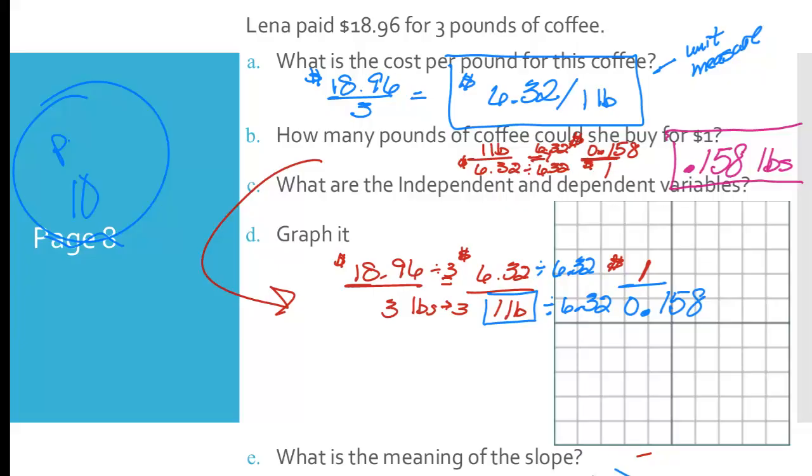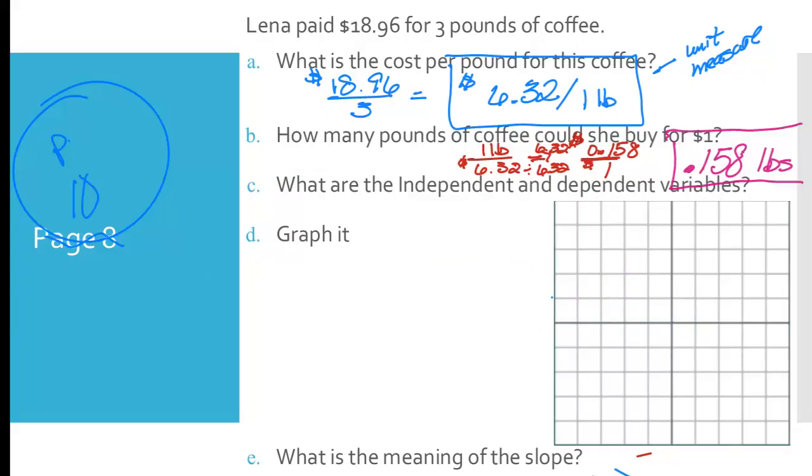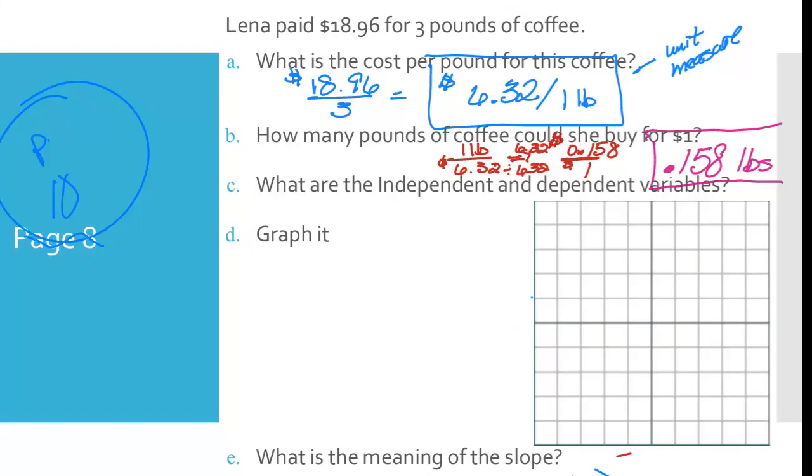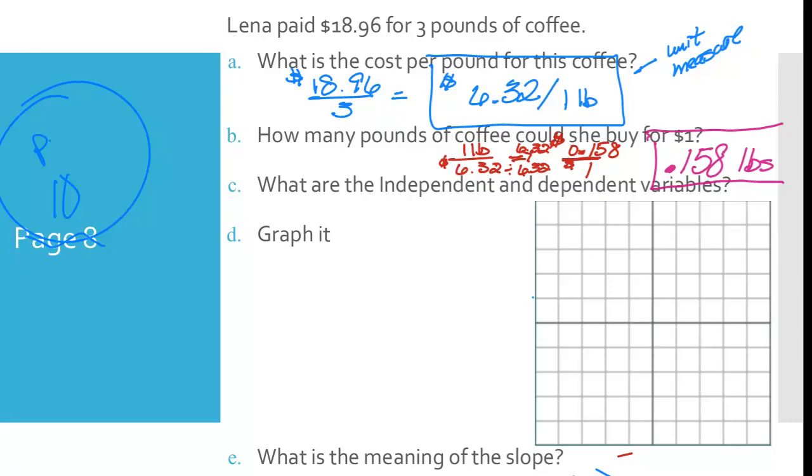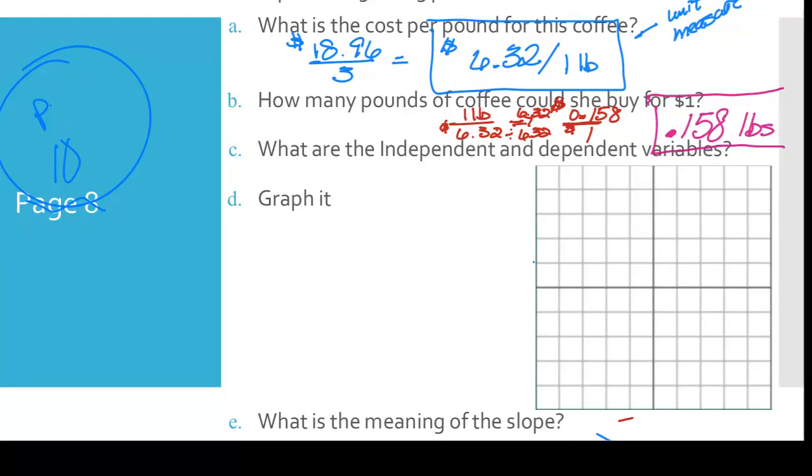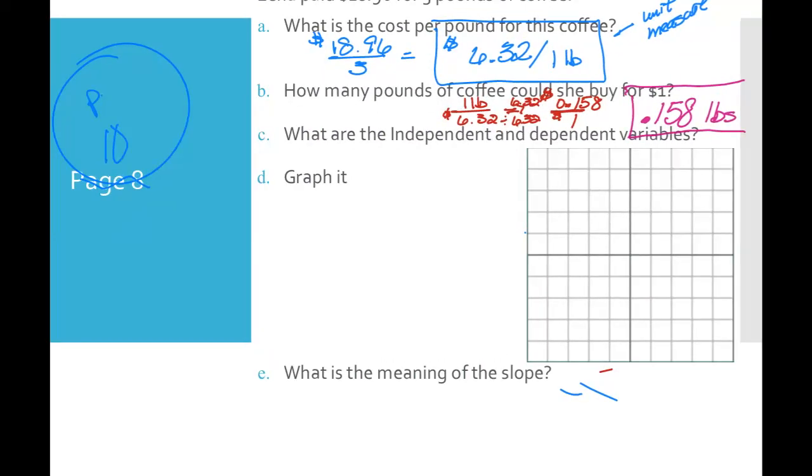All right, letter C. What are the independent and dependent variables here? So we've got a payment of $18.96 for 3 pounds of coffee. What is the cost per pound? What's my independent and dependent variable? What would be on the x-axis? What do you think?